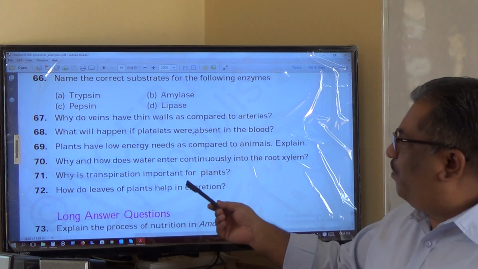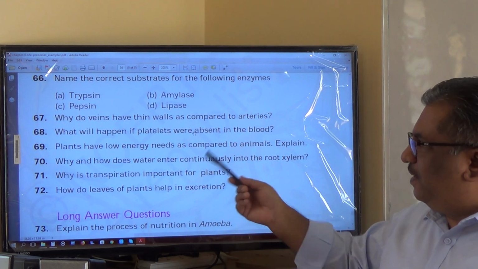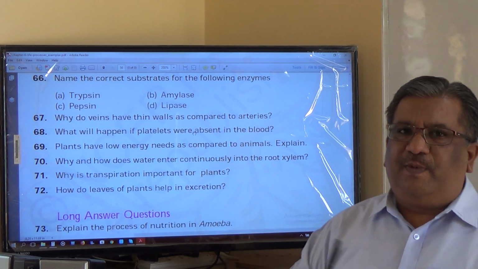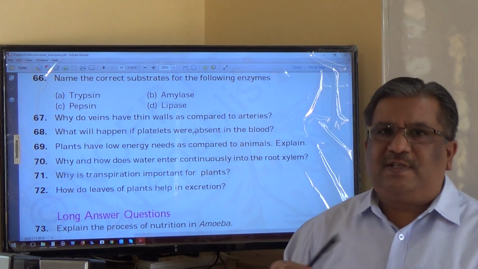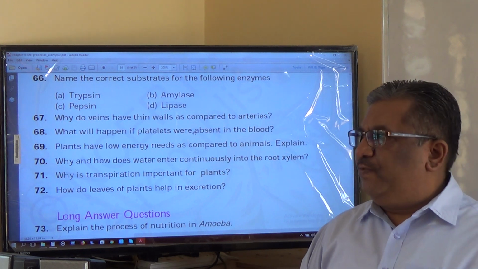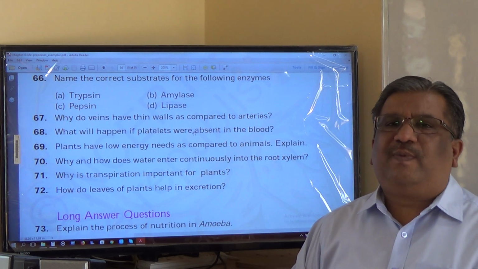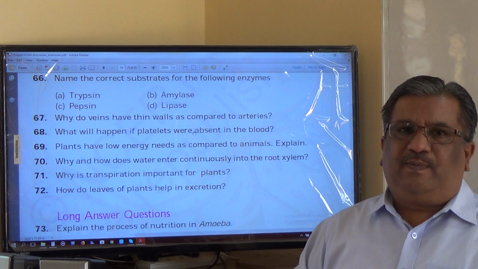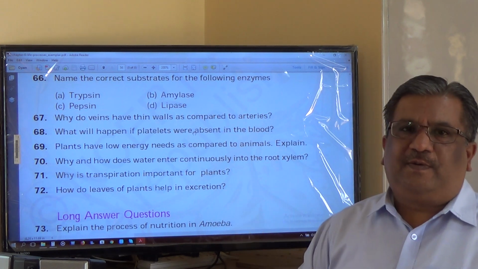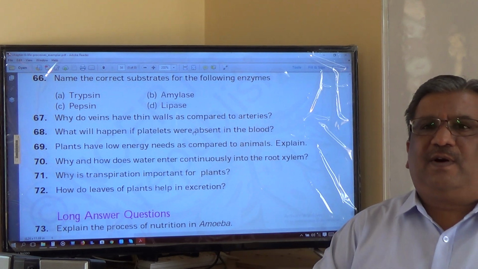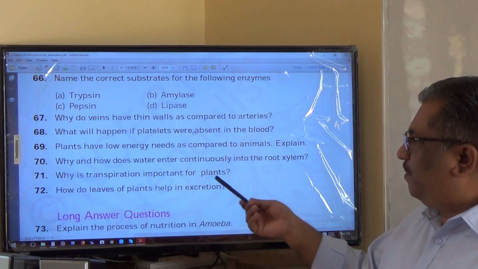What is transpiration important for plants? The same, both are interrelated. Transpiration helps in movement of water and minerals from roots to aerial parts. Why is it so? It is a process. What is transpiration? It is a process by which excess water is lost by the plants in the form of vapor through stomatal pores, which creates a negative osmotic pressure in the aerial parts of the plant, and that is able to suck the water and minerals from roots to the aerial parts of the plant.